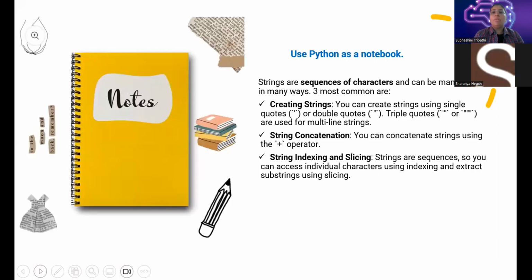Then we had seen how to use Python as a notebook, where we could look at strings, which are sequences of characters. And these sequences can be of letters, alphabets, numbers, or special characters. How do you figure out you're writing a string? There will be type in front of it.